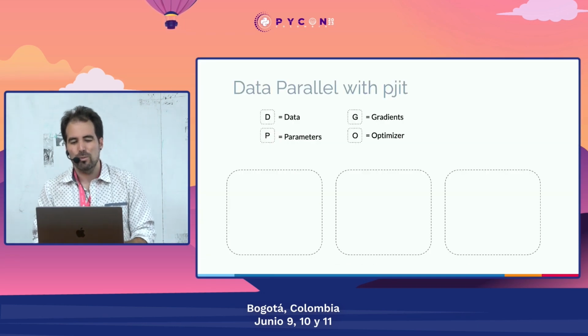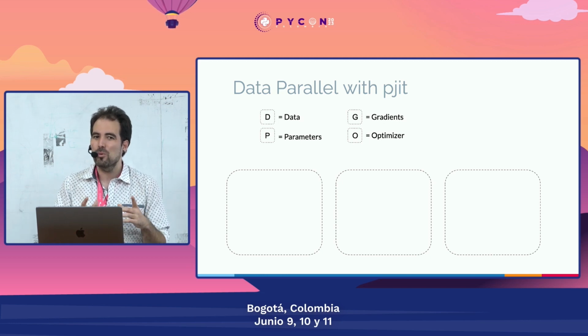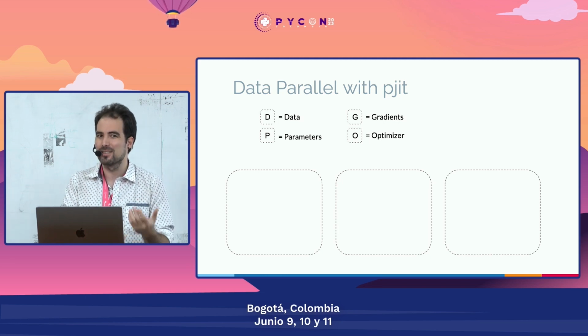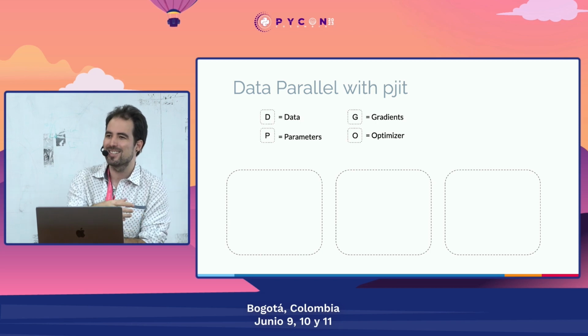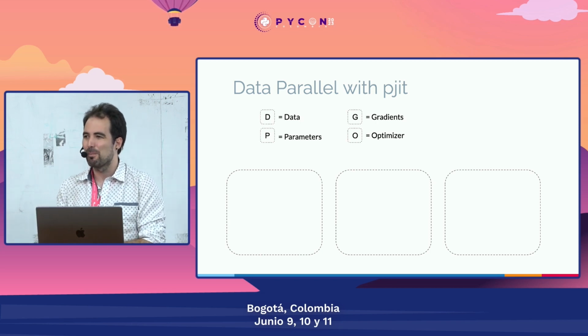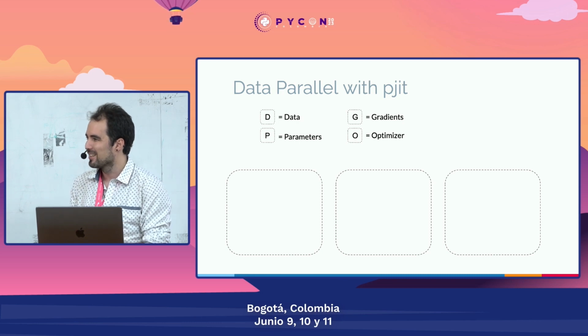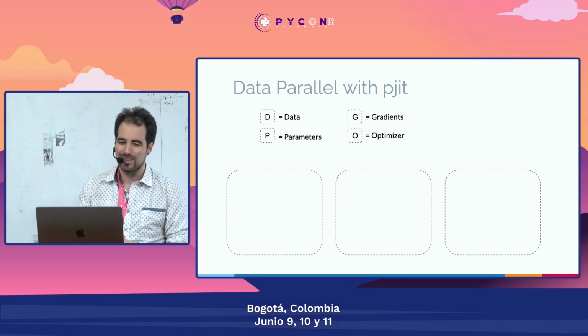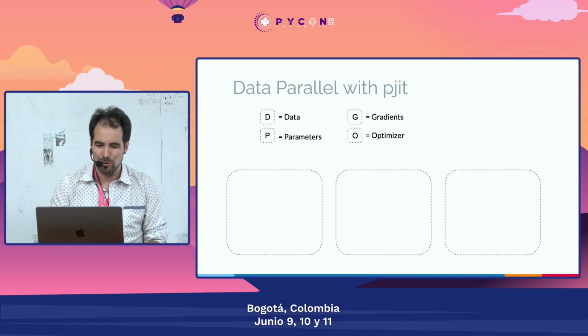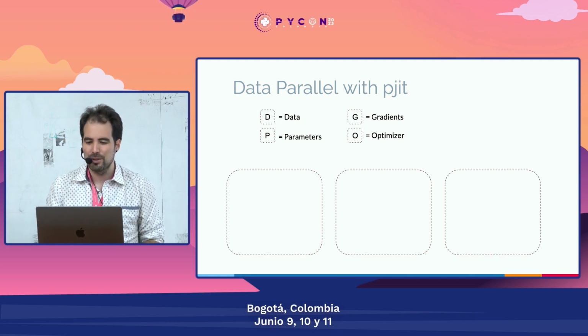So that is one way to do it. In this way, we manually synchronize the gradients. One thing about JAX is that it has a compiler, and the compiler can do compiler stuff, which looks like magic. So we're actually going to do the same, but with a primitive called pjit, which is now just named JIT.